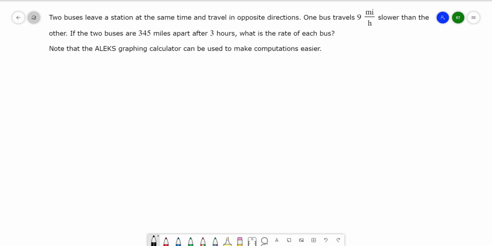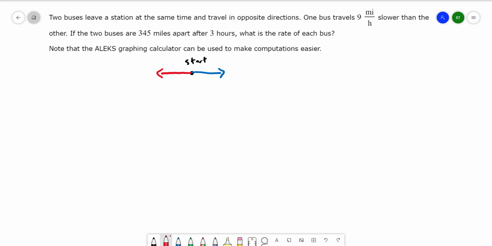For this topic, what I recommend is to draw a sketch to represent the situation, because it definitely helps to have a visual of what's going on in the problem. So here it says in the first sentence, 2 buses leave a station at the same time and travel in opposite directions. So I'm just going to put a little point here, and that's going to represent my starting point. And let's say that one bus is going this way, and we have another bus going this way.